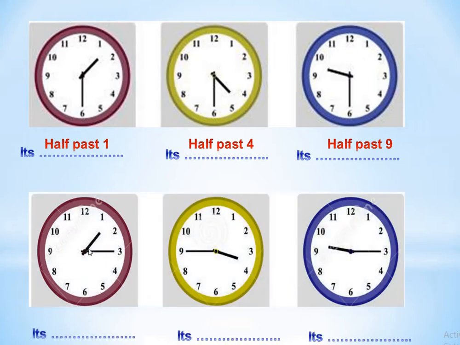This exercise, the longhand first. Is it for minute or hour, the longhand? Yes, it's for minute. Is it quarter or half? Quarter. To or past? It's past. It's quarter past. Quarter past what? It's quarter past 1. Shorthand tell me it's 1.